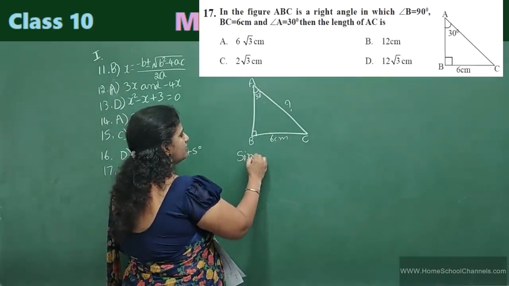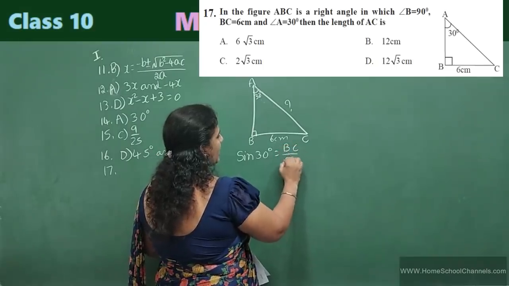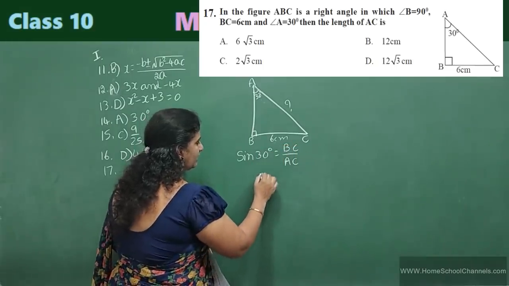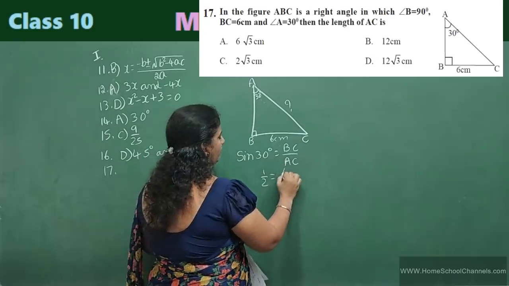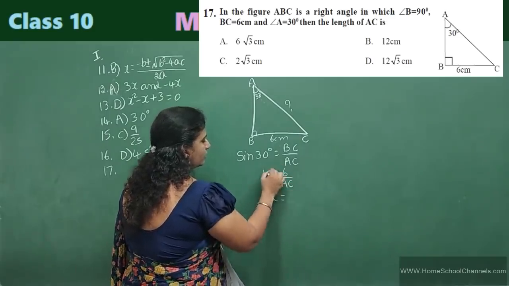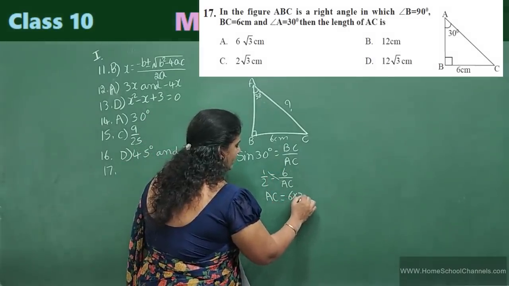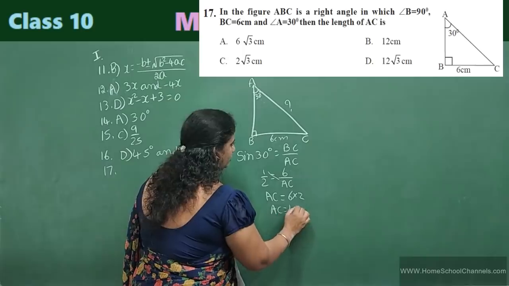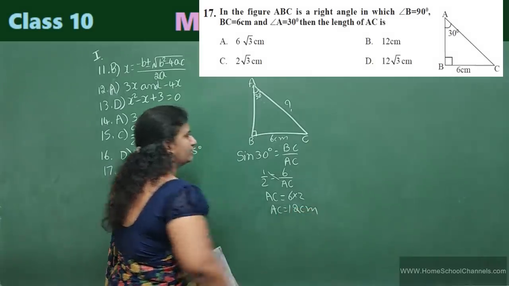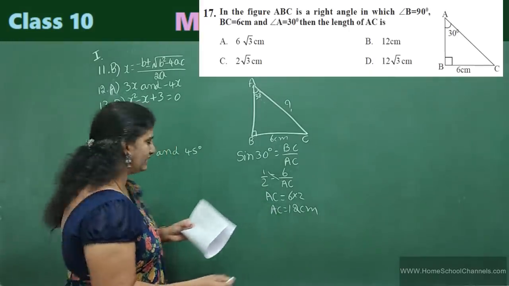Apply here. Sine 30 degree is equal to opposite by hypotenuse. Sine 30 degree value is 1 by 2. BC value is 6 by AC. Cross multiply AC here, 2 here, 6 into 2. That will be AC is equal to 12 centimeters. Check for the option here. Option B, 12 centimeter.